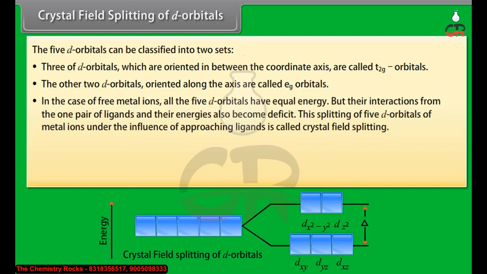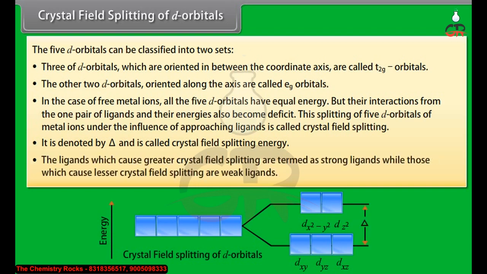In the case of free metal ions, all the 5 d orbitals have equal energy, but on interaction with the ligands their energies also become different. This splitting of 5 d orbitals of metal ions under the influence of approaching ligands is called crystal field splitting. It is denoted by delta and is called crystal field splitting energy.